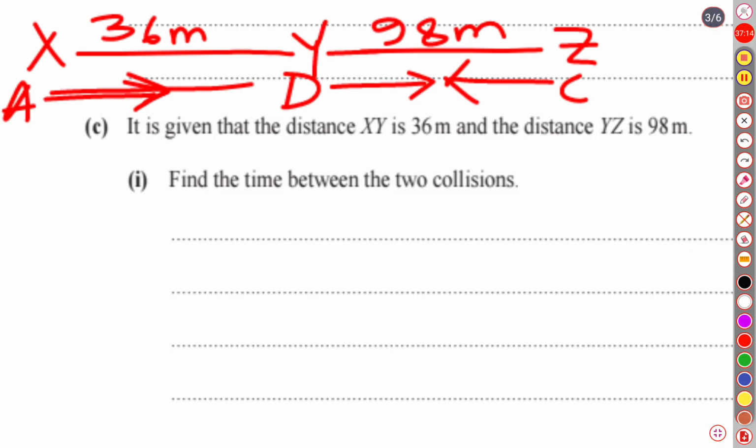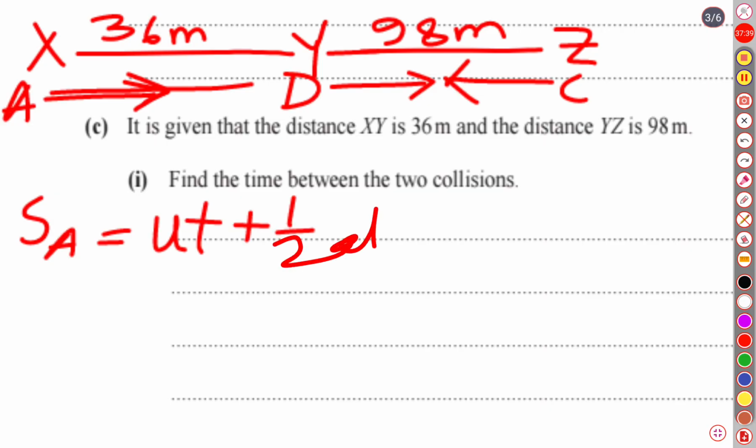Well, one after the other, first let's see what is the time taken by A to collide with B. For this, simply we will apply the concept of the second equation of motion. We can write SA, the distance traveled by A, is equal to ut plus half at squared, because we are going to find t. Now, SA is nothing but 36 meters.